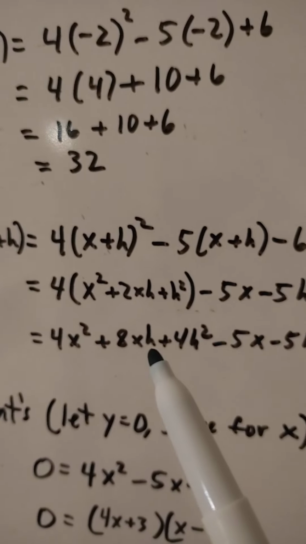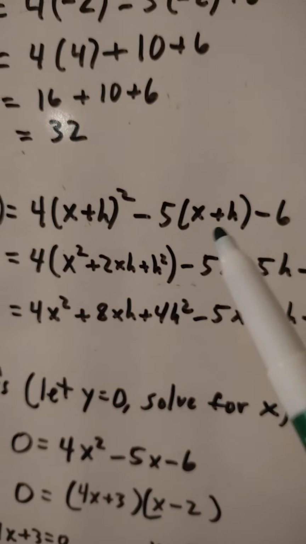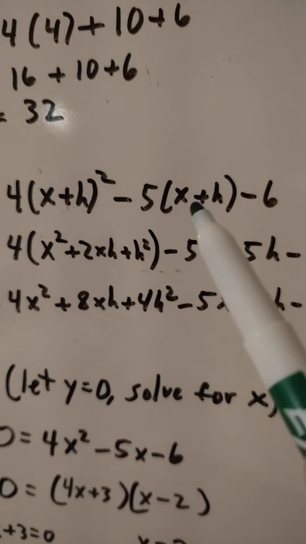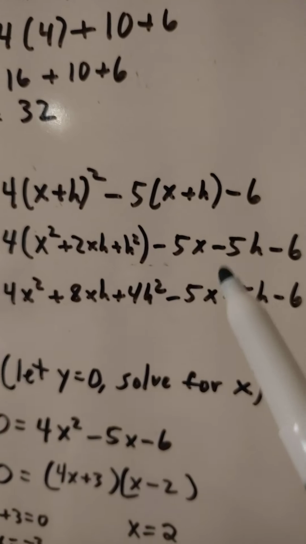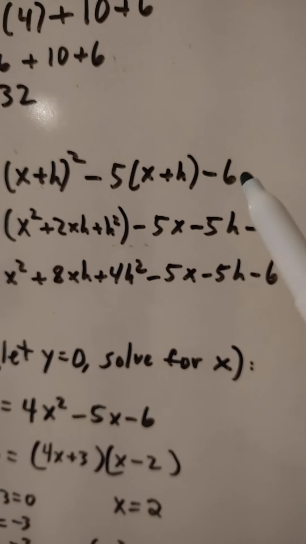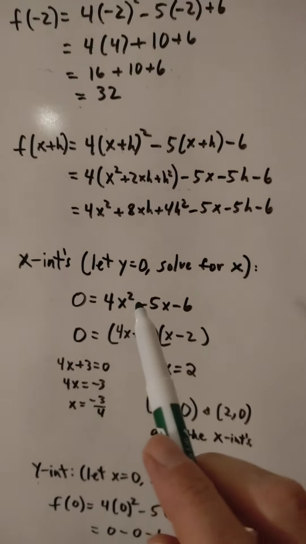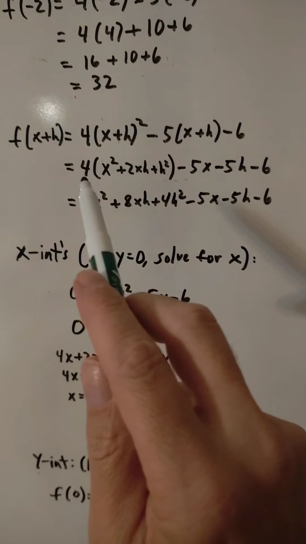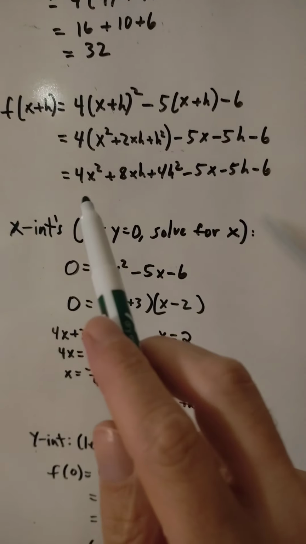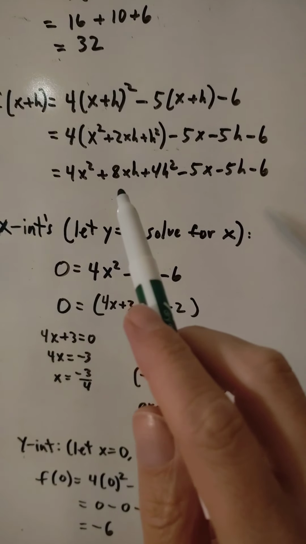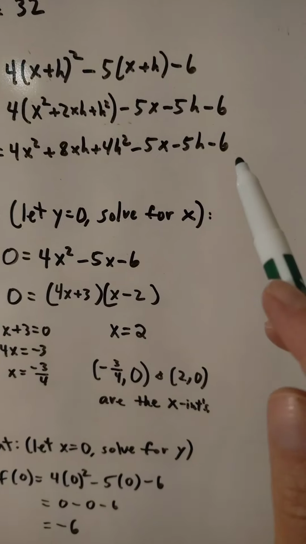Okay, now let's continue. What's negative 5 times the quantity x plus h? This is the distributive property. What's negative 5 times x? Negative 5x. And what's negative 5 times h? Negative 5h. And then minus 6. Let's continue simplifying. Let's use the distributive property here. I've got to take that 4 and multiply it by all 3 terms in the parentheses. So that gives me 4x squared plus 8xh plus 4h squared, and then minus 5x minus 5h minus 6.